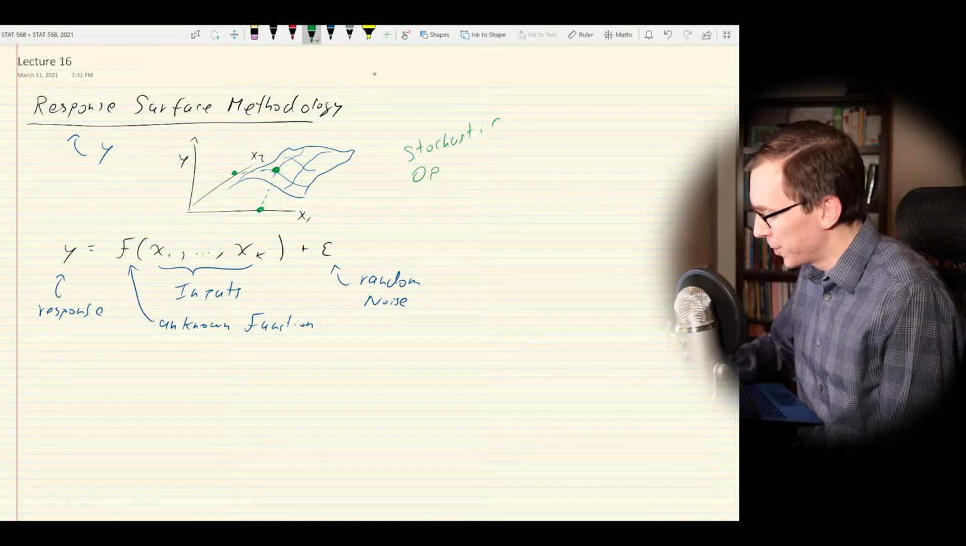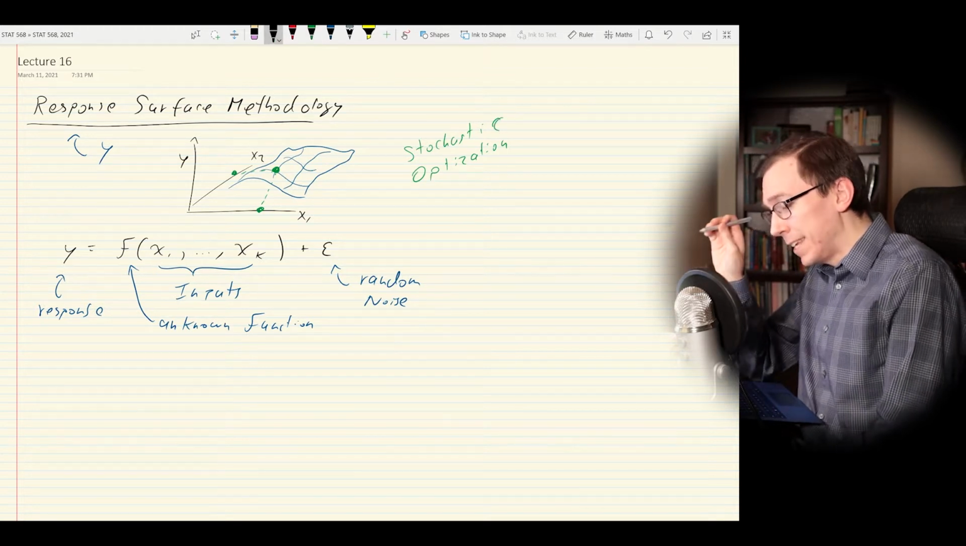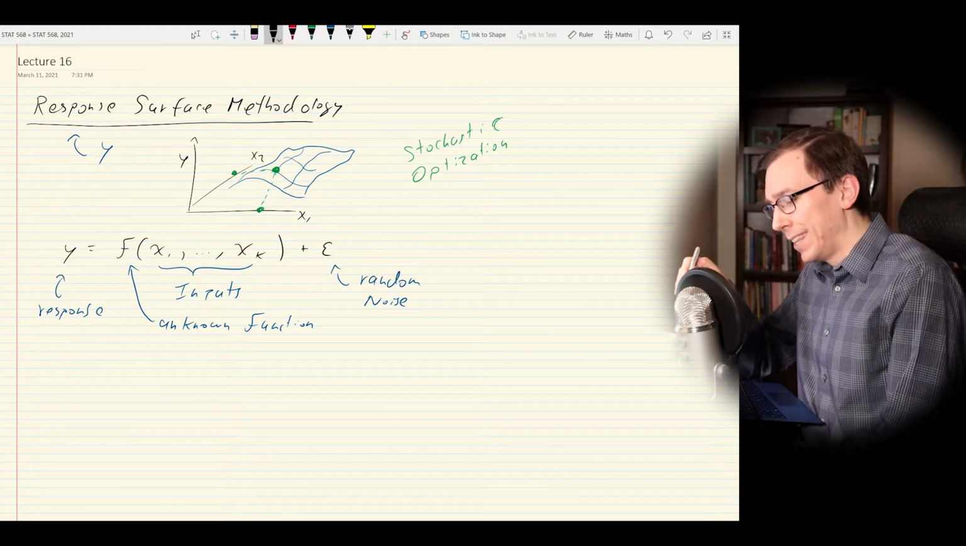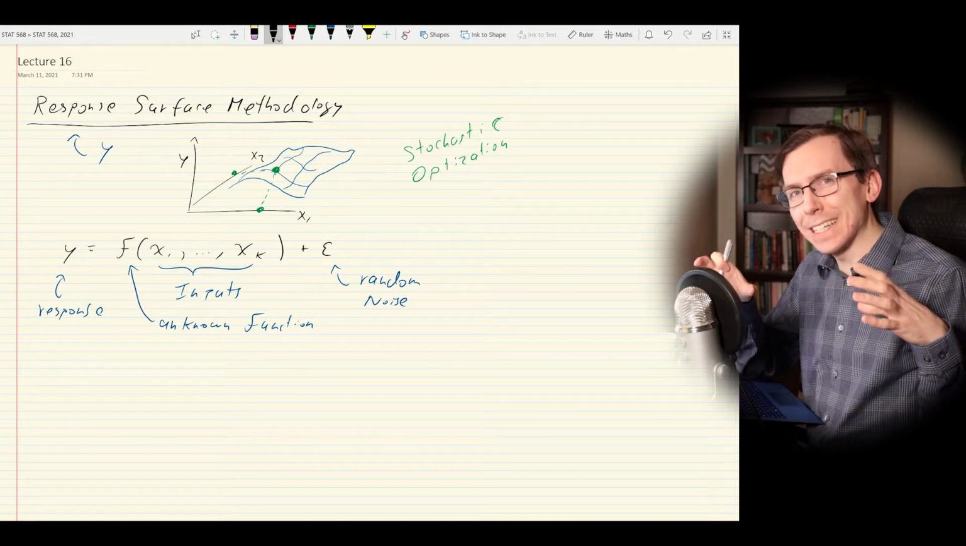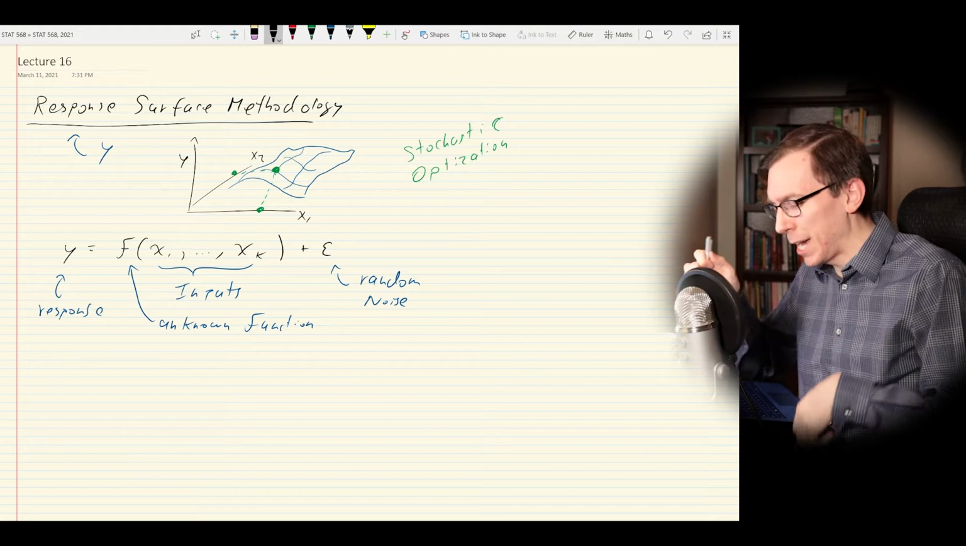There's lots of different tools for stochastic optimization, which is I want to do optimization, but I have noisy measurements. It's a hard problem. This is one specific tool, and one whose goal is to, again, very carefully select the points where you sample from.